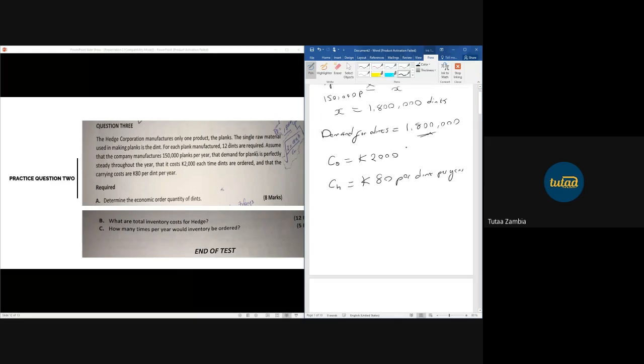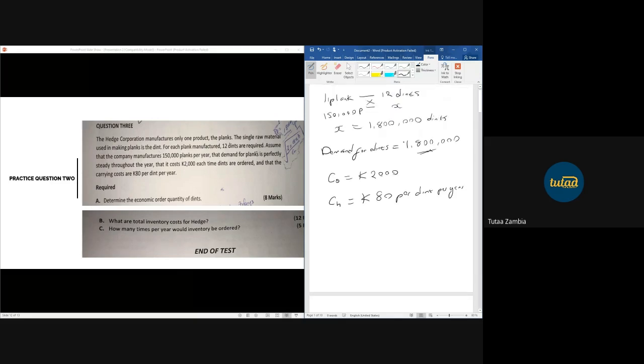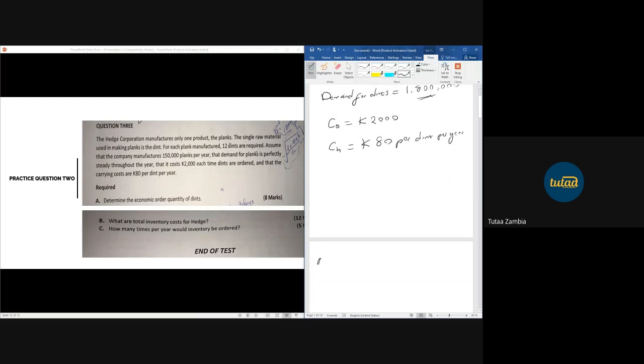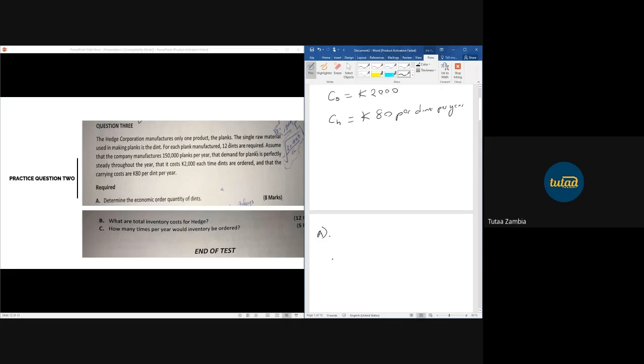We now have that information there. So now we can start looking at part A under the required. Part A says: determine the economic order quantity of DINs. Remember that just before we started the class, we mentioned what the formula is. The formula is Q equals the square root of 2 times our order cost times our demand, divided by our holding cost. So that's our economic order quantity formula.